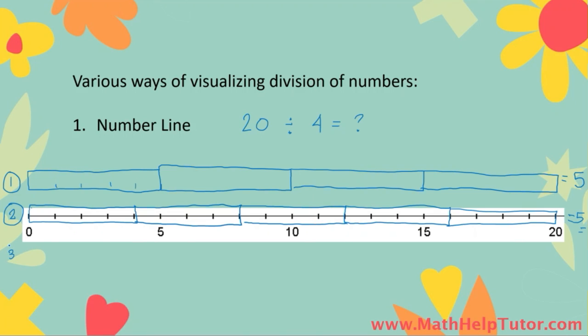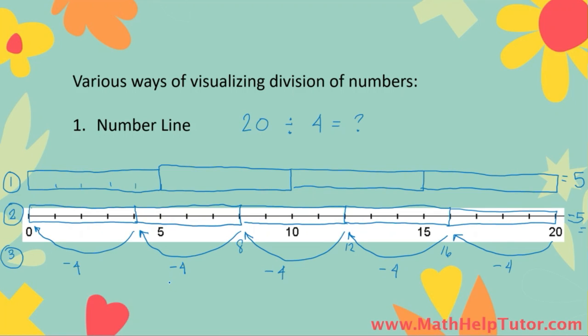Now, the third way of viewing division is to see how many times can we subtract 4 from 20. So we're going to do a skip counting here. 20 minus 4 is 16. 16 minus 4 is 12. We did minus 4, we're going to do minus 4 again. That's 8. 8 minus 4 is 4. And 4 minus 4 is 0. So since we were able to subtract 4 5 times, it's 1, 2, 3, 4, 5, then we know that the answer to 20 divided by 4 is 5.